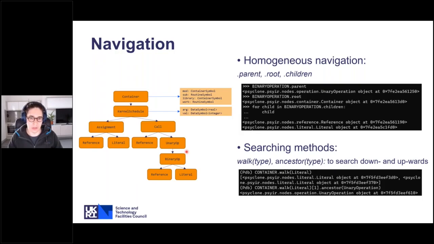Also, all of the nodes have these two searching methods, for when you don't know exactly where things are but you want to find, for instance, using walk, all the elements of a specific type below a certain node. You would use the walk method, or upwards from a specific node, you would use the ancestor method. So as I said, these are all available to any node.